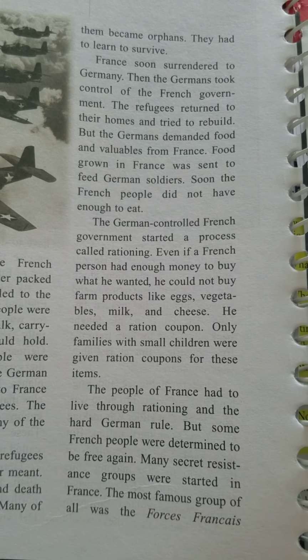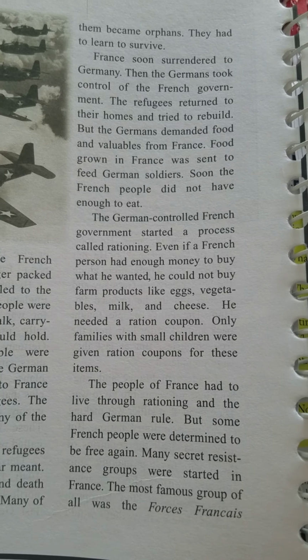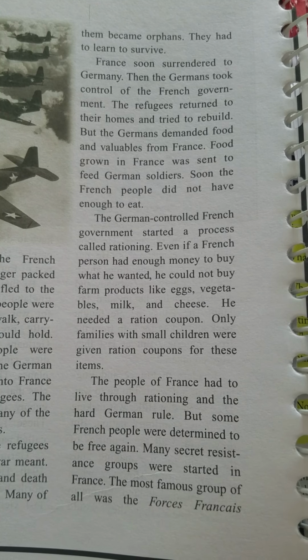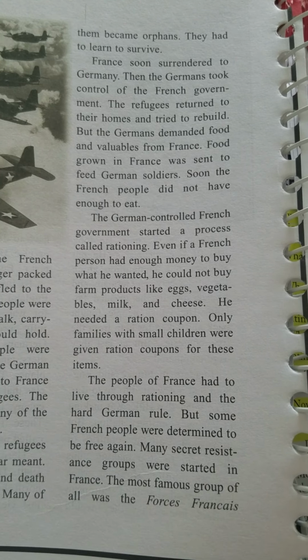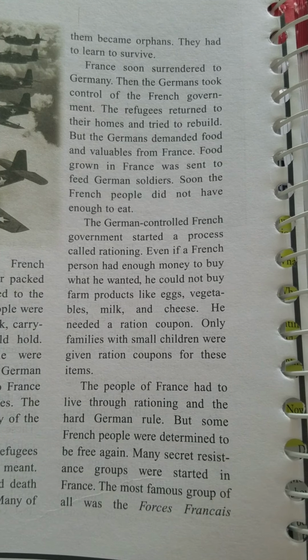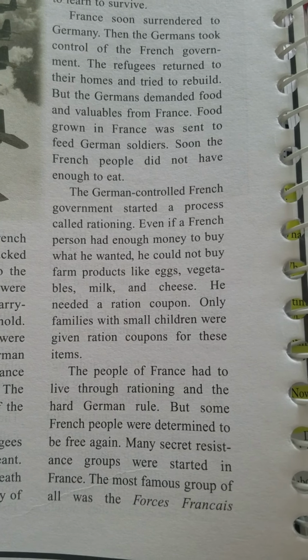The refugees returned to their homes and tried to rebuild, but the Germans demanded food and valuables from France. Food grown in France was sent to feed German soldiers. Soon the French people did not have enough to eat. The German-controlled French government started a process called rationing.